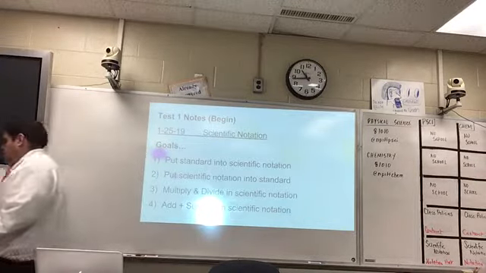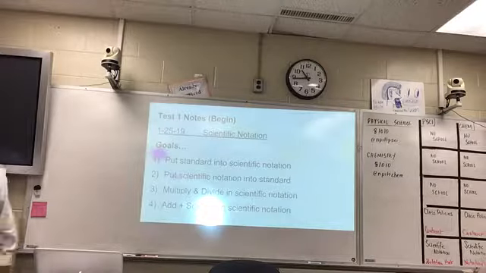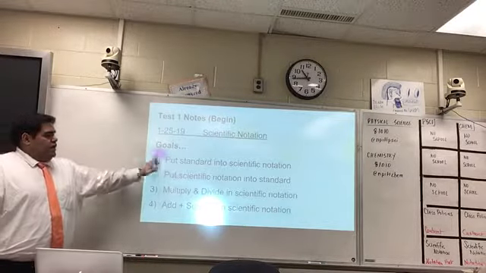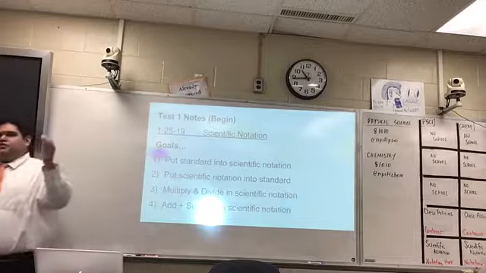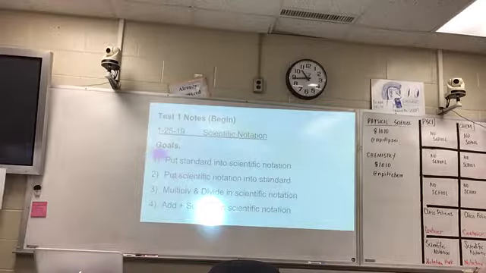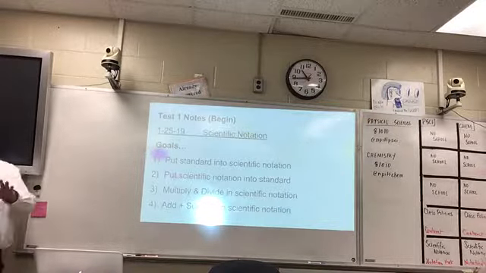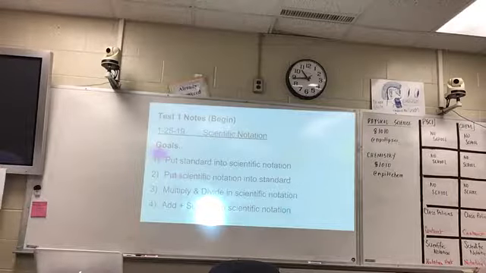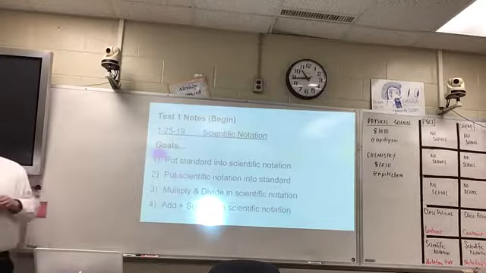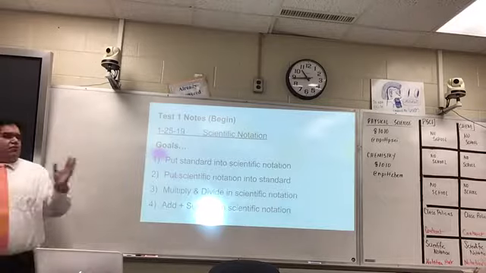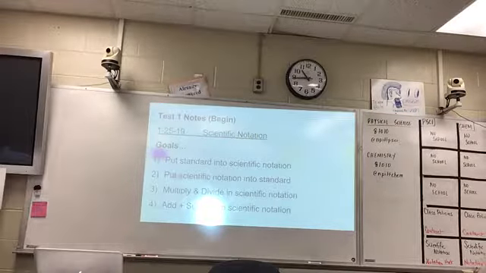So this is the beginning part of scientific notation. The 4 goals for today: number 1, how to put a number that is in standard notation into scientific notation. All right, that's goal number 1. However, there are 2 parts to that. In other words, how do I put a number in standard notation into scientific notation when the number is greater than 1? Then how do I do it when a number is less than 1?